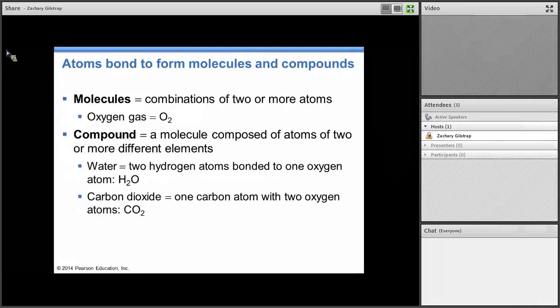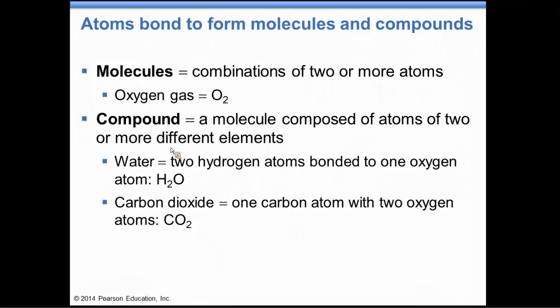Molecules and compounds. Atoms bond together and form molecules, combinations of two or more atoms. A molecule composed of atoms of two or more differing elements is called a compound. One compound is water, which is two hydrogen atoms bonded to an oxygen atom. Another example is carbon dioxide, consisting of one carbon atom bonded to two oxygen atoms.